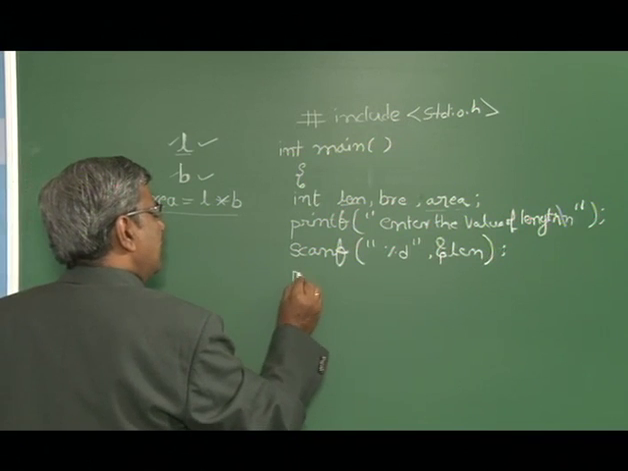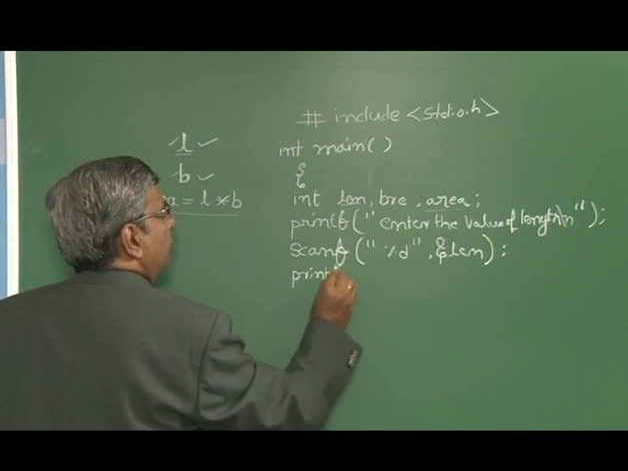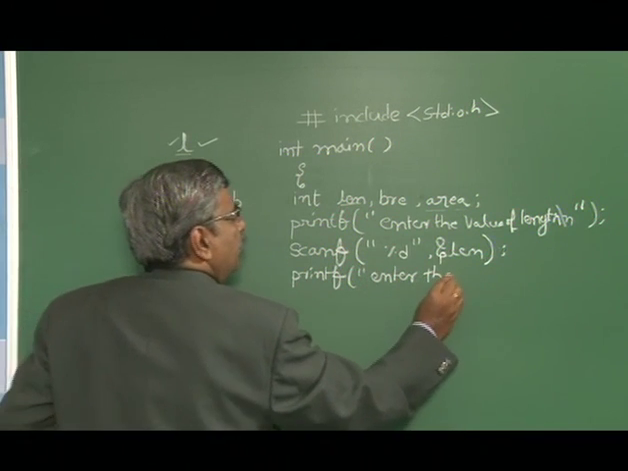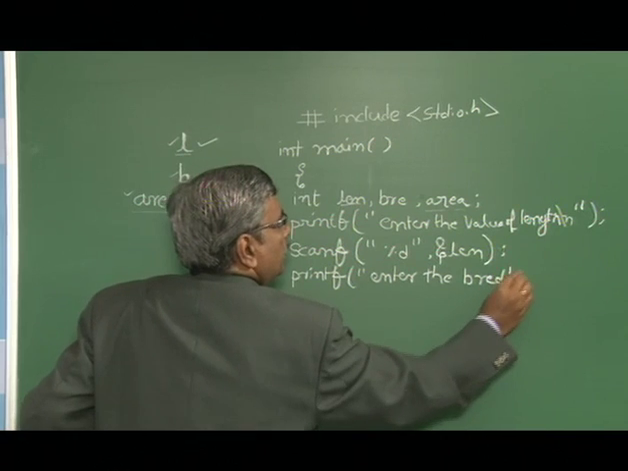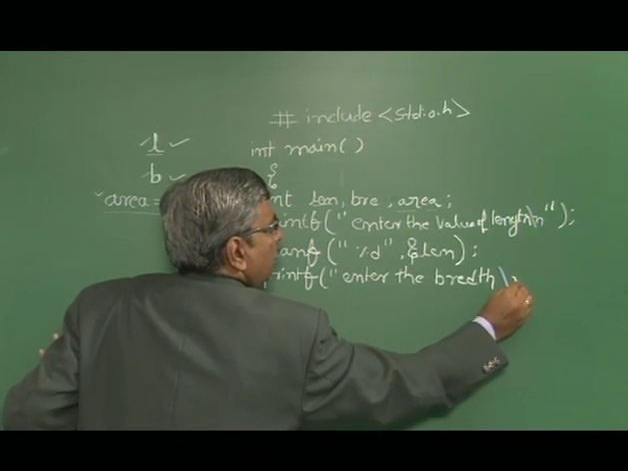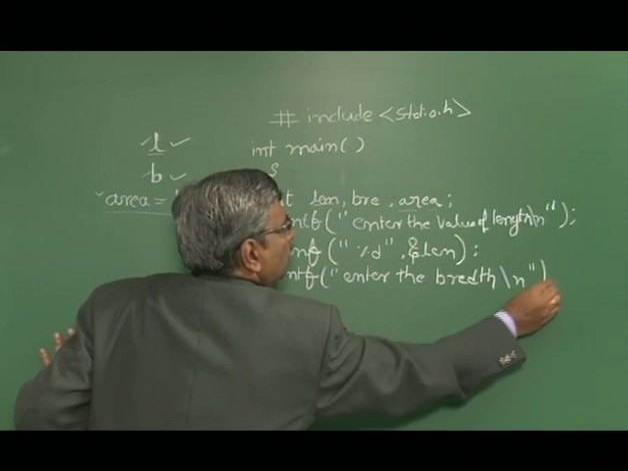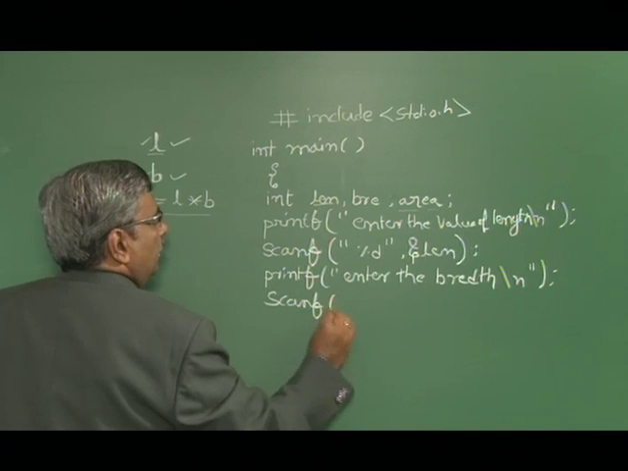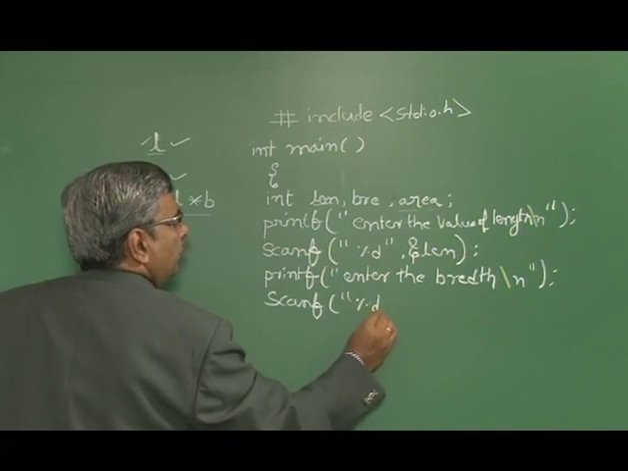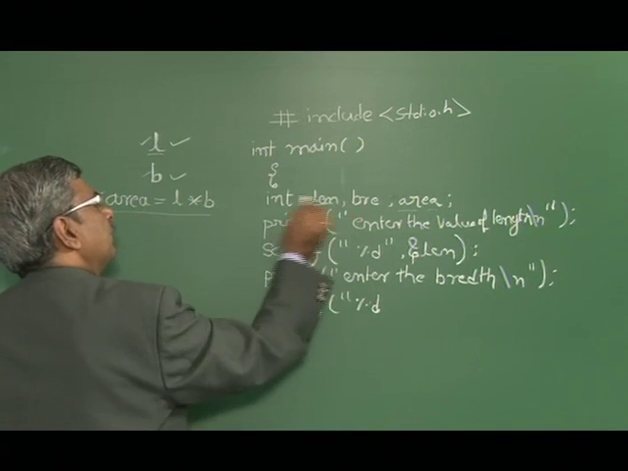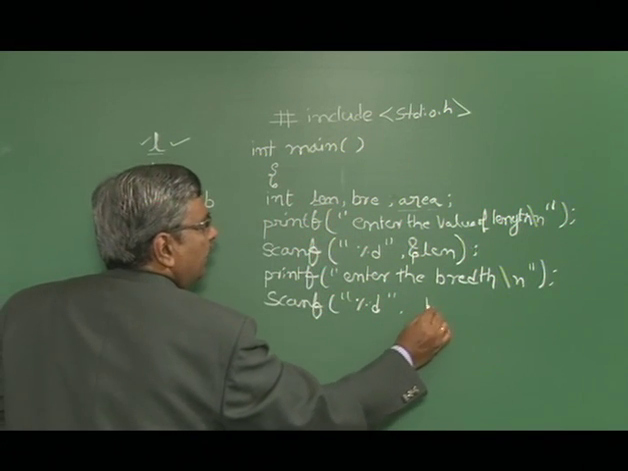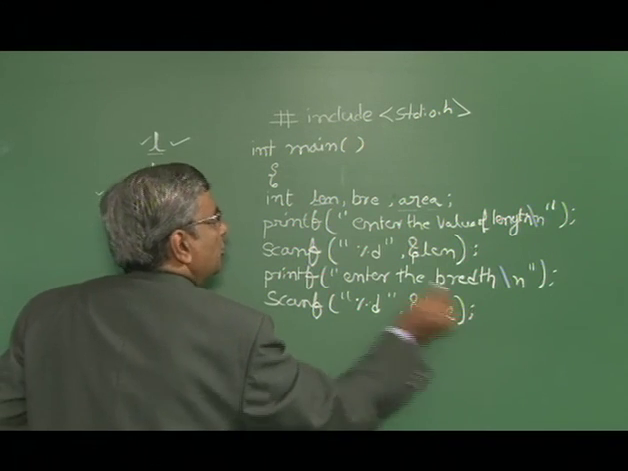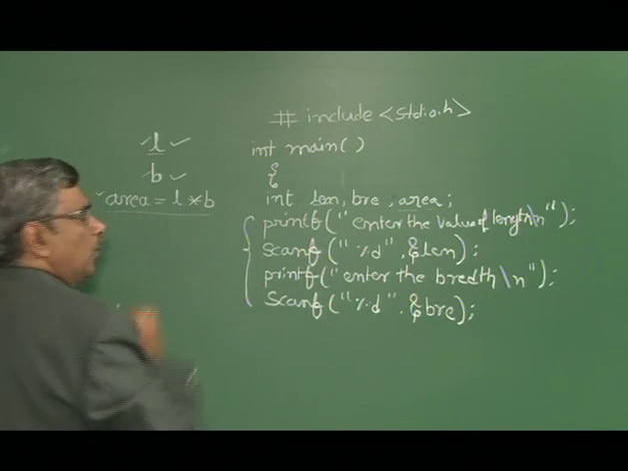Next, you have to read the second value by making use of the printf statement, "Enter the breadth", \n. If you use \n, the control goes to the next line and reads its value. scanf, "%d". This is also %d because it is of type integer. Now you are reading that variable and you have to assign the ampersand. So the reading process is over.